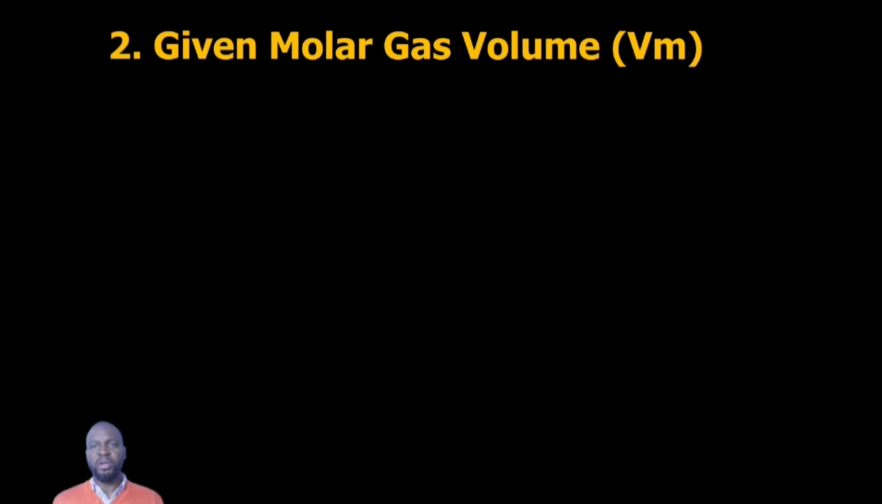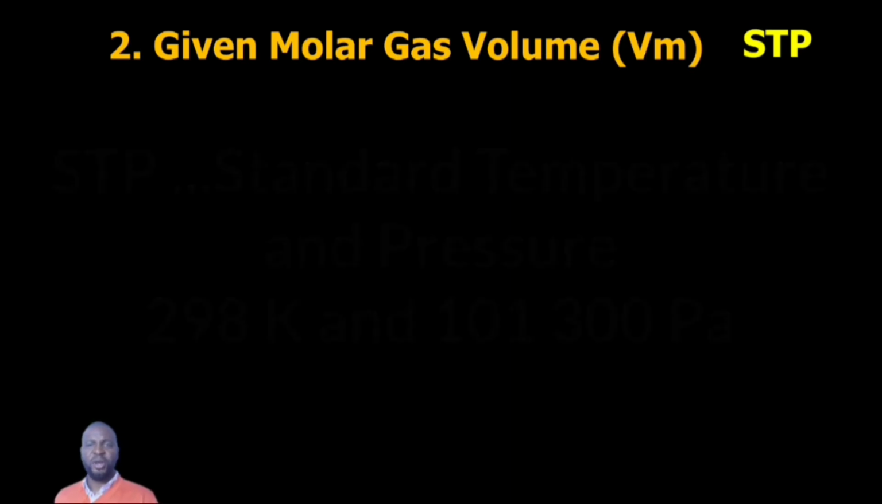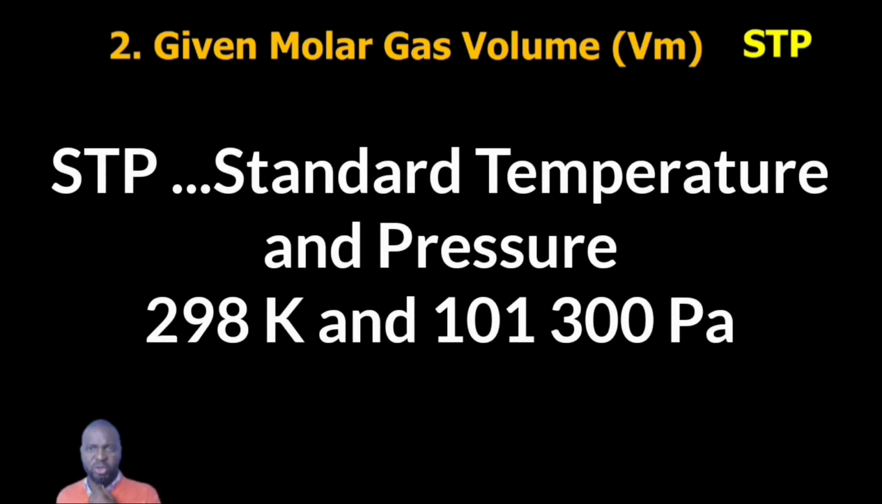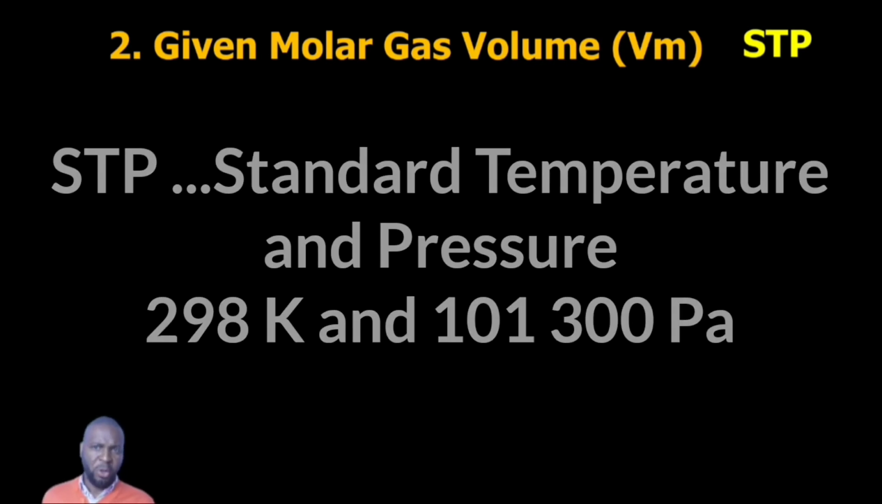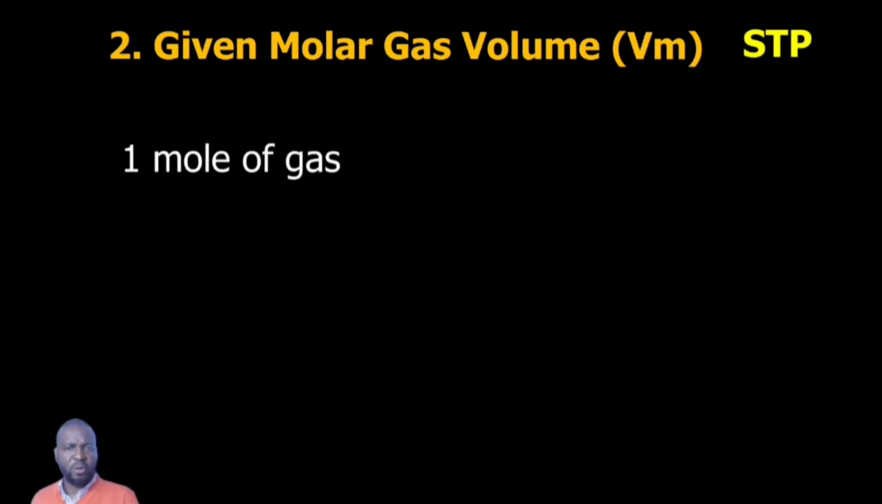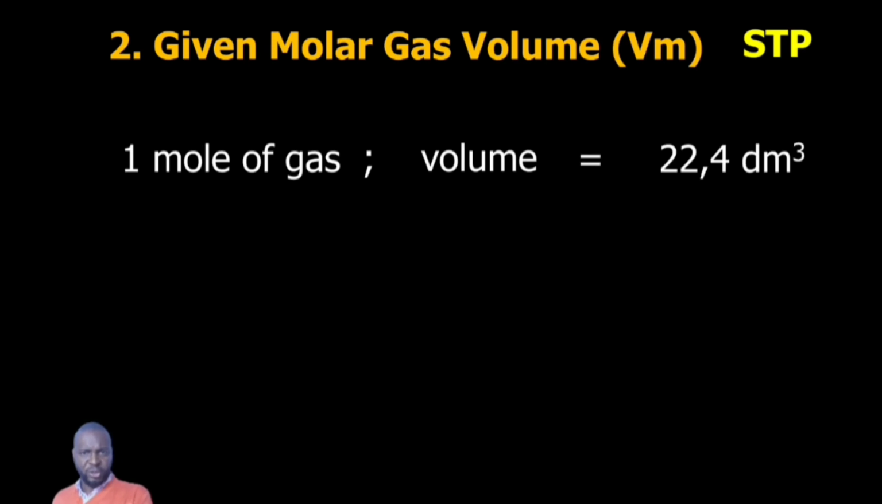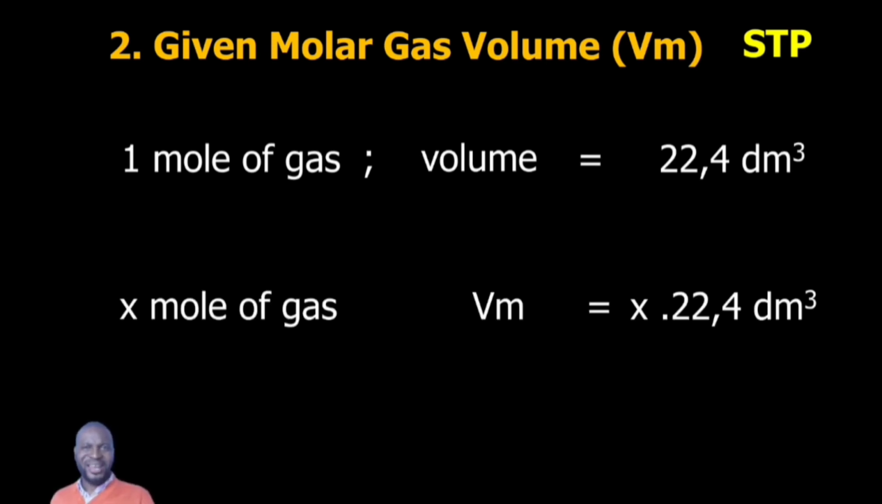What if you're given the molar gas volume? What are you going to do? Well, the way the molar gas volume is given is usually they tell you about STP. So if a question says to you at STP, it means use the idea that 1 mole of a gas is 22.4 decimeter cubed, which means X moles of gas will be X times 22.4.